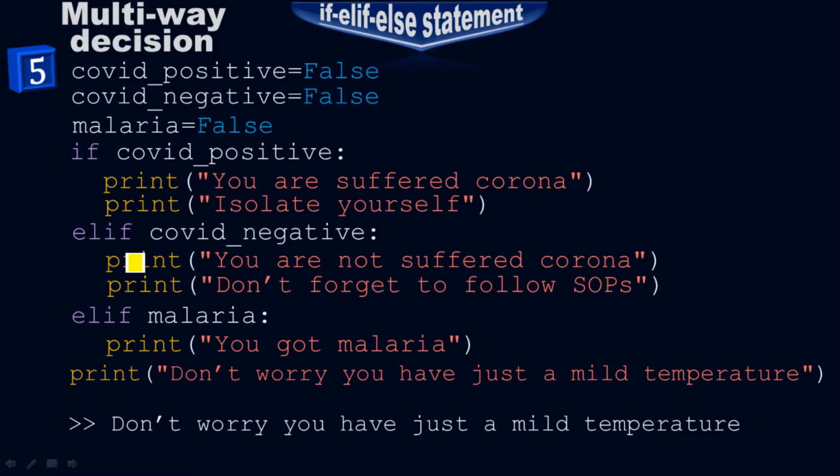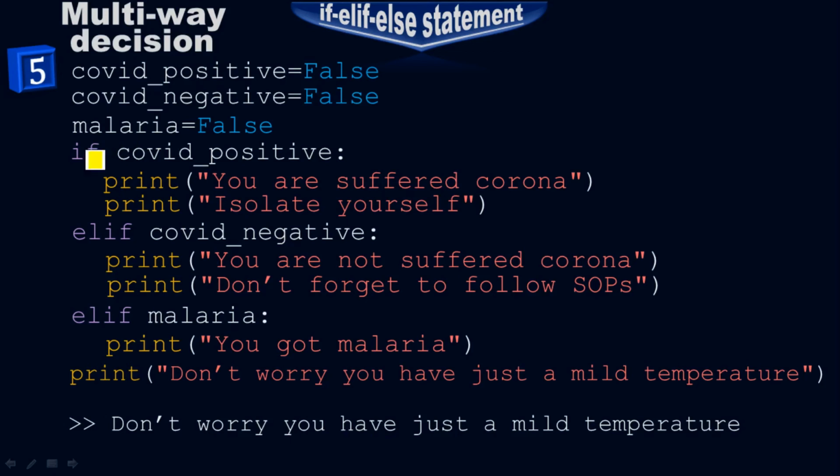But still, when you run the program, you will get don't worry, you have just a mild temperature, which is the outermost print function. It doesn't care about the above conditions. It doesn't come under all these three conditions. It is a separate, it is the outermost function. So whether the conditions are true or false, this print function will definitely be printed in the final output.